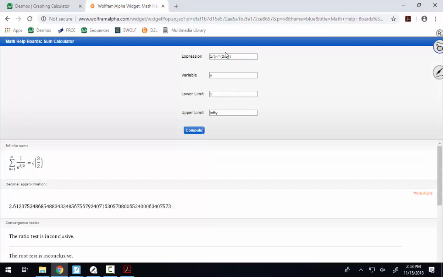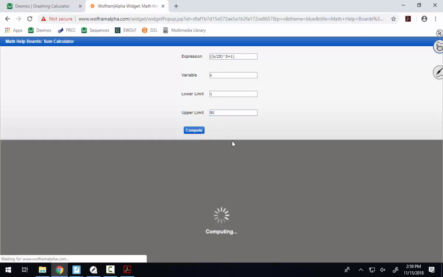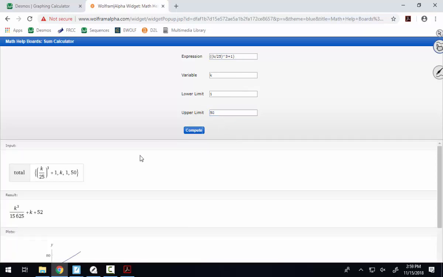So here's our expression. Just make sure you specify your variable. We're using k, so our variable is k. The expression that we're summing is k over 25, cubed, plus 1. And then our upper limit, we go from k equals 1 to 50. And then we're going to compute that sum.